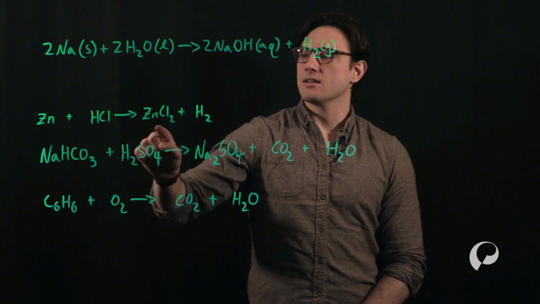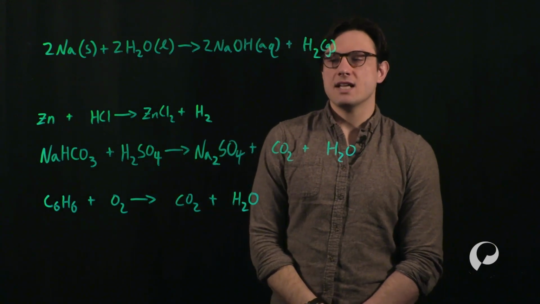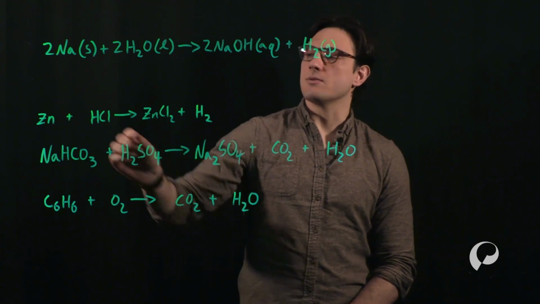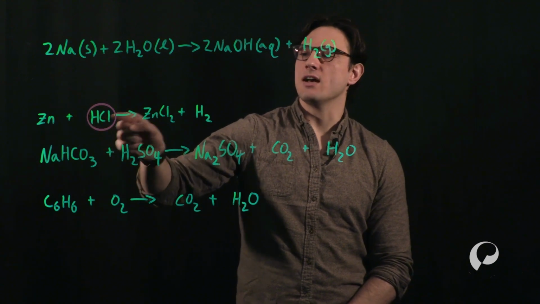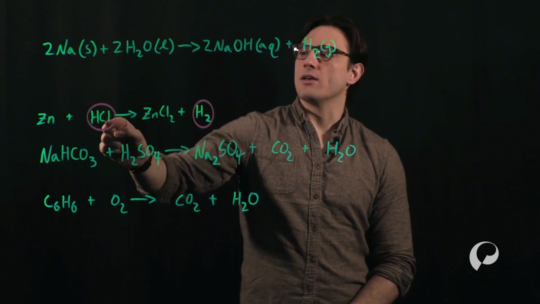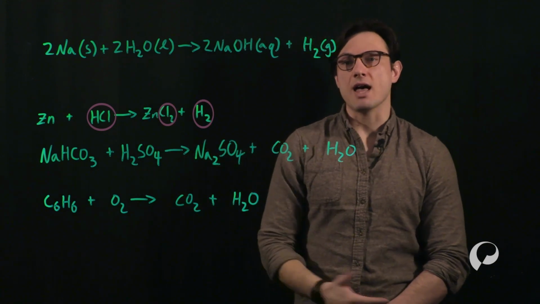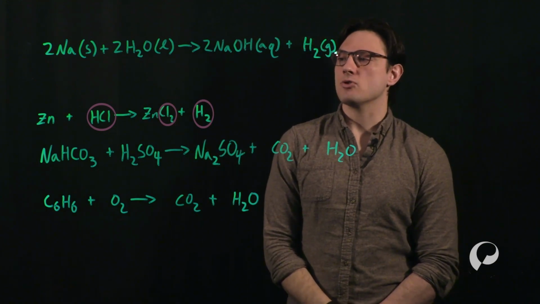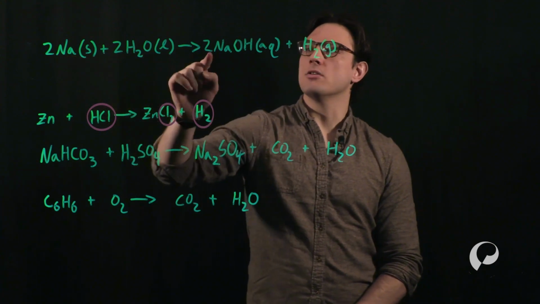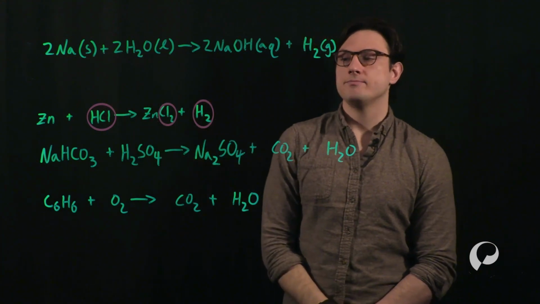We see we have one zinc on the left and one on the right side of the arrow, so that's balanced. But we can see we have one H on the left in HCl, but two on the right, and then we only have one Cl on the left, but two on the right as well. So it's unbalanced. So how we balance a chemical equation is by adjusting the coefficients in front of the species.